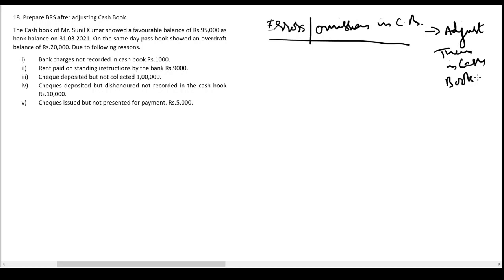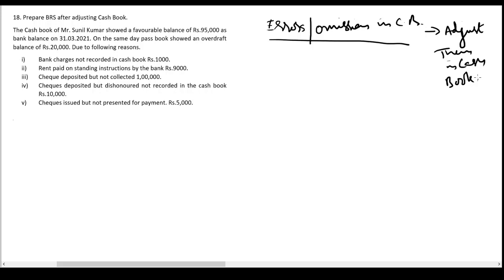So there can be some errors and omissions of the banker as well. So those errors and omissions should not be adjusted in the cash book. They have to be shown in the bank reconciliation statement, and we have to take it up with the bank, the branch, the bank, to get the errors corrected.